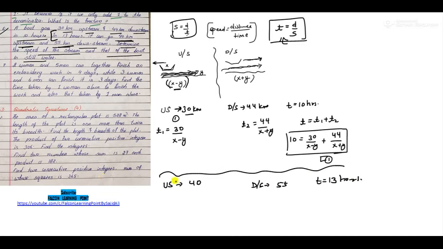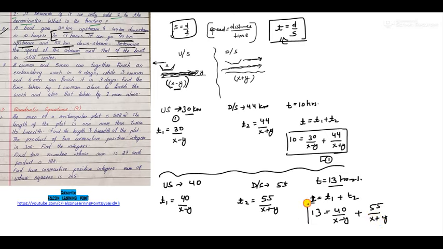So what will be t1 in this case? It is 40 divided by x minus y, correct? And here t2 will be 55 divided by x plus y, isn't it? And the total time will be how much? t equals t1 plus t2, and t is 13, t1 is 40 by x minus y, and t2 is 55 divided by x plus y. This becomes your equation number 2.